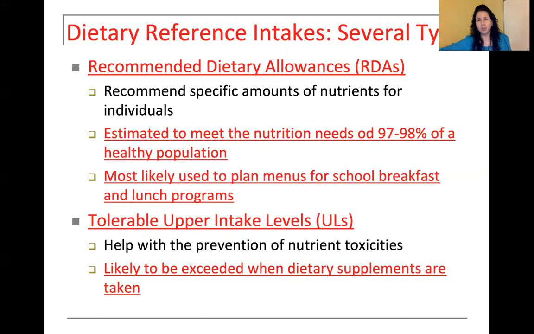When we talk about ULs, they stand for Tolerable Upper Intake Levels. And this is when we start talking about when a supplement or something might be harmful to you. So let's say the mineral zinc.